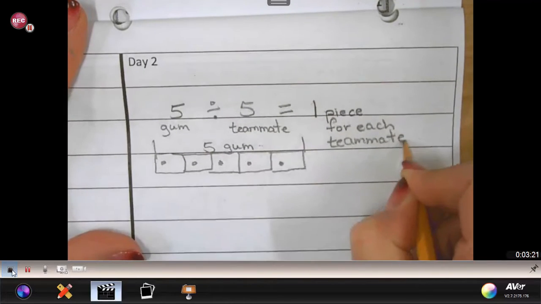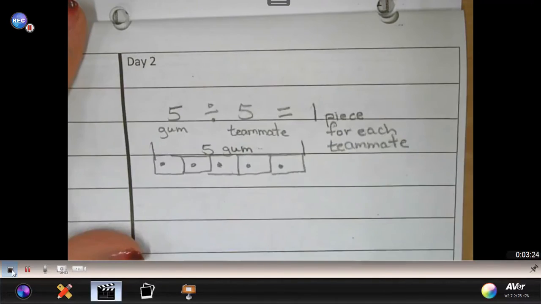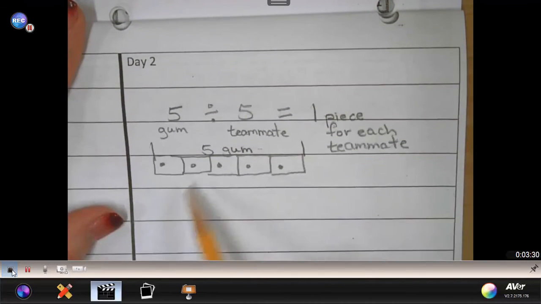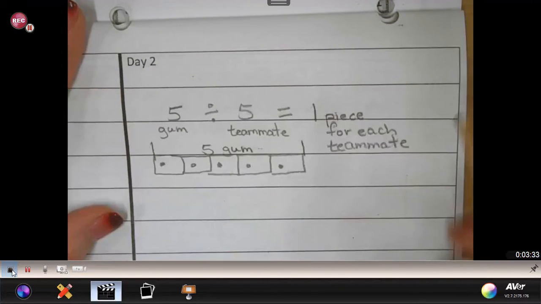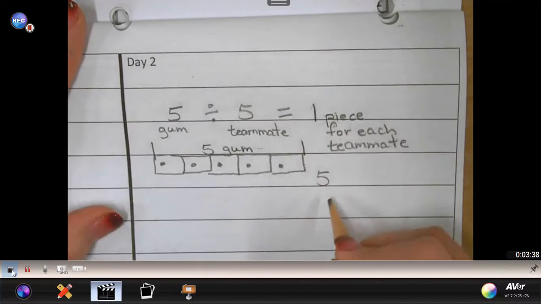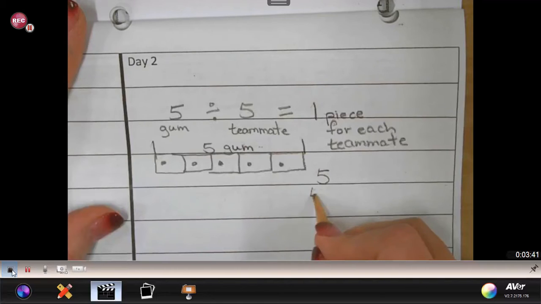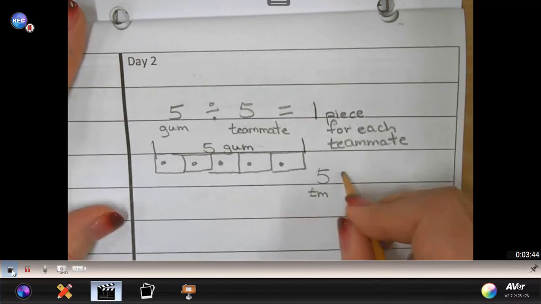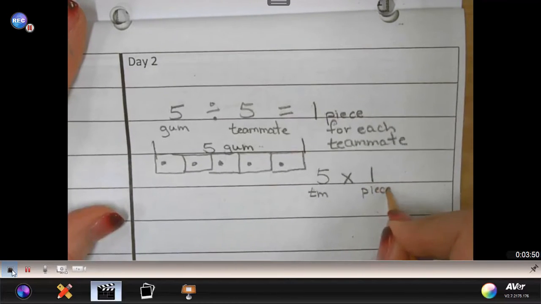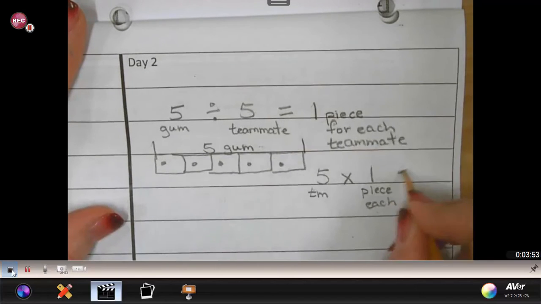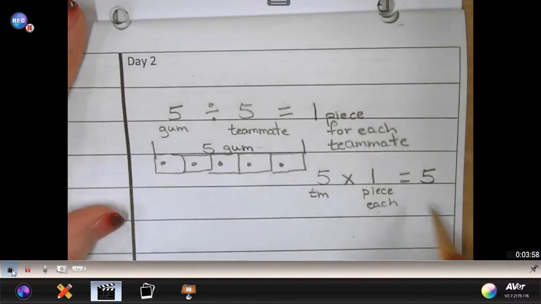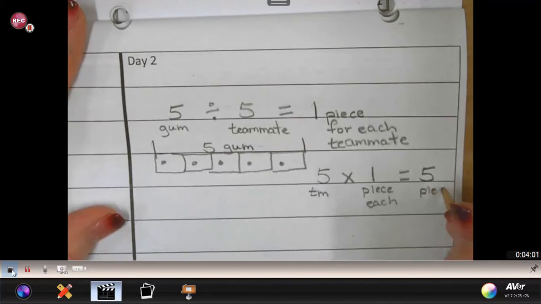And that's what the question is asking you. How many pieces does each person get? So notice that now that I've divided the gum evenly, this looks like a multiplication sentence. And remember, you can check your division by using multiplication. So I have 5 teammates, and that's my groups. And I'm just going to put a TM here for teammates. And each person gets 1 piece of gum, 1 piece each. And my total pieces of gum, 5 groups of 1, is going to give me 5. It's 5 total pieces of gum.